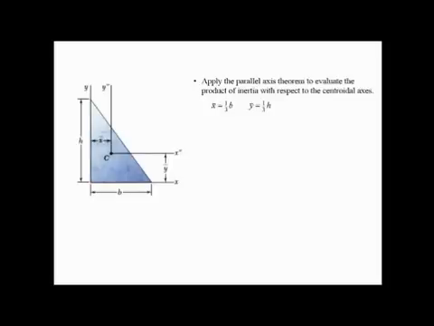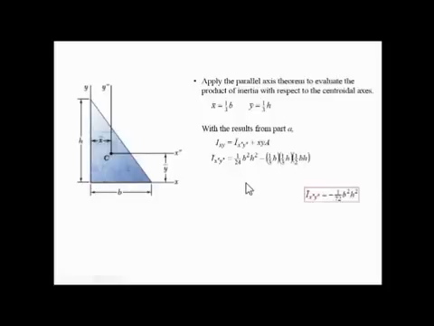Now apply the parallel axis theorem to evaluate the product of inertia with respect to the centroidal axis. Here x bar equals 1 by 3 b and y bar equals 1 by 3 h, because it lies at the centroid of the part. So with the results from the previous part, you can apply them in this equation: Ixy equals I bar xy plus x bar y bar into A. So I bar xy will be 1 by 24 b square h square minus 1 by 3 b into 1 by 3 h into 1 by 2 bh. By applying this parallel axis theorem, we get the product of inertia with respect to the centroidal axis, which comes out to be minus 1 by 72 b square h square.